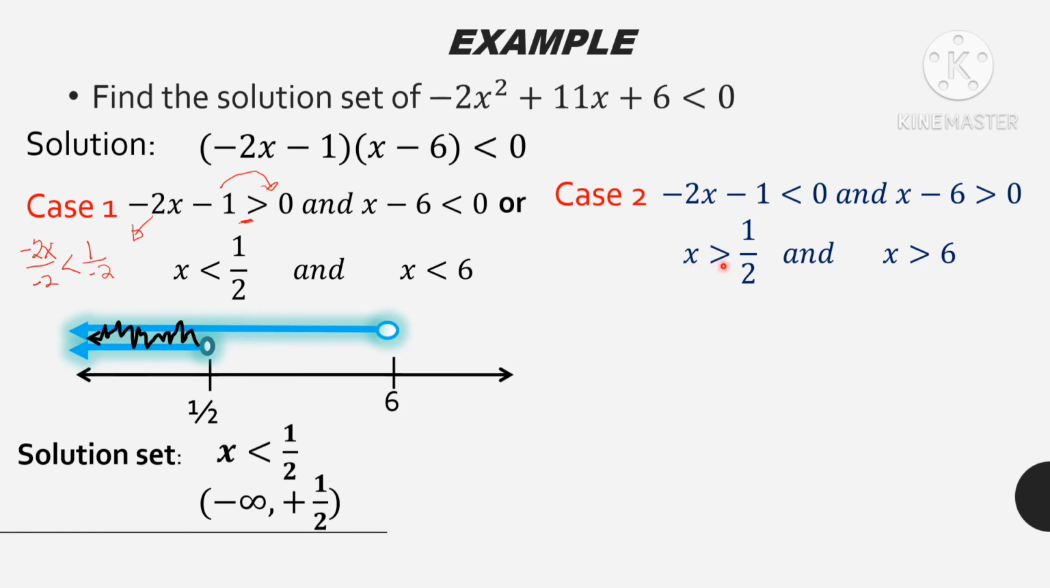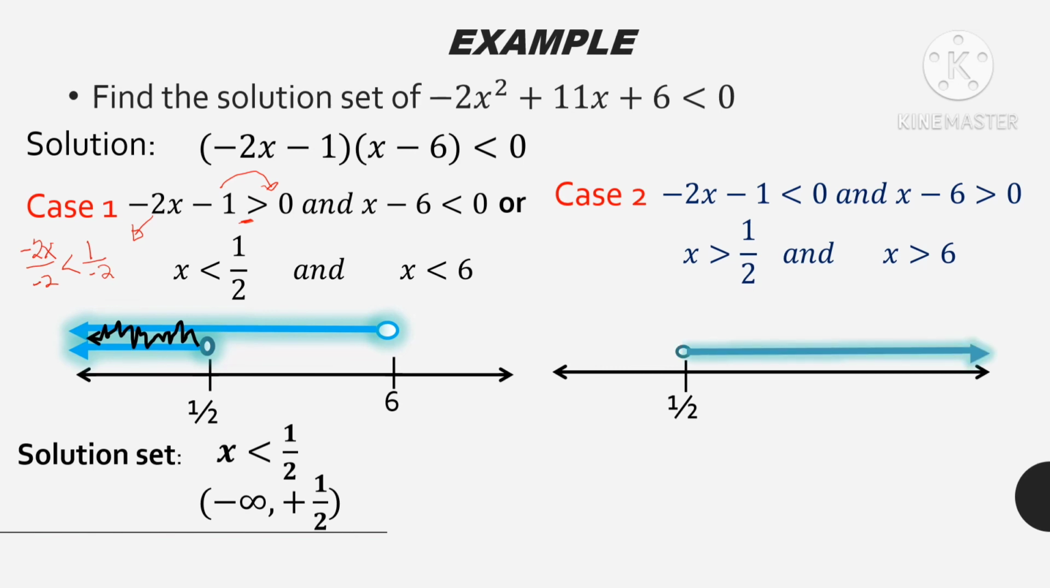So it becomes x is greater than 1/2. Then x minus 6 is greater than 0. So we transpose negative 6 to the right side. It becomes positive 6. So let's graph again to see if they have intersection or common elements. So graph x greater than 1/2. Let us locate first 1/2. So x greater than 1/2, meaning the word greater than is going to the right side of the number line. So that's the graph of x greater than 1/2.